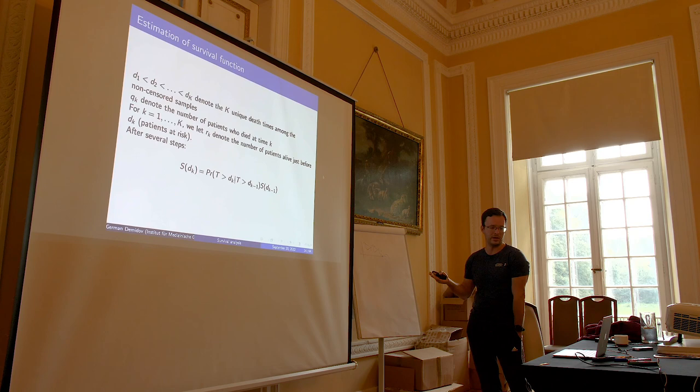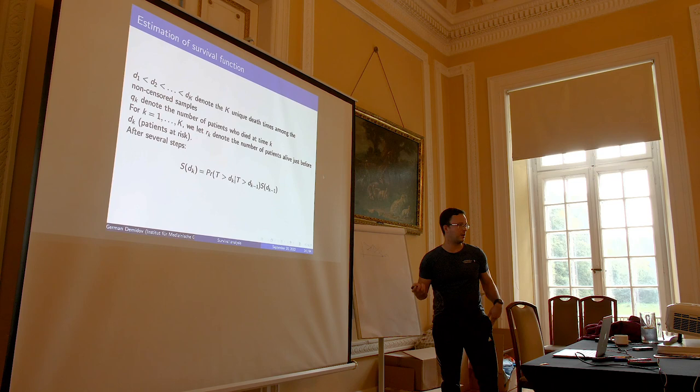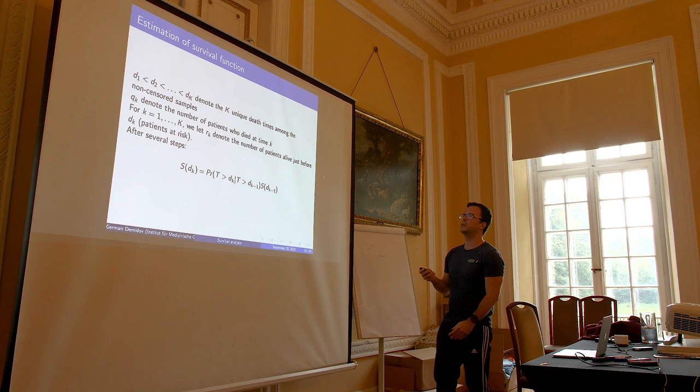QK is the number of patients who died at time K. In our data set, we will be using very fine-grained data, so there will be no situation when two or more subjects are considered dead at the same time.